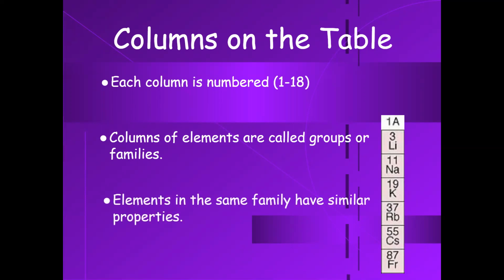Elements are put in the same family because they have similar properties. The element family shown here to the right, these are the alkali metals. Of course, they're all metals based on their name, but they have other similar properties, such as their reactivity, their valence number, and they're all very soft.